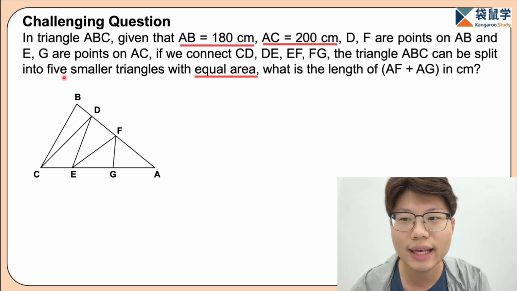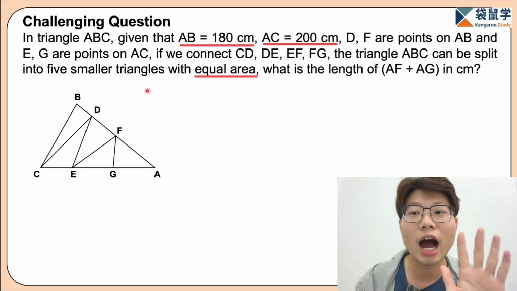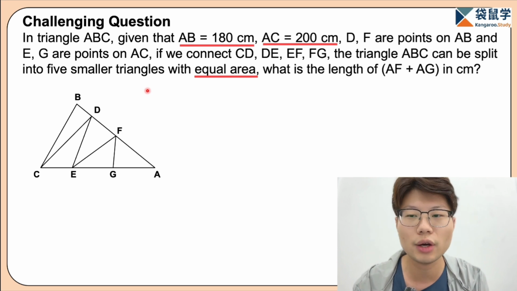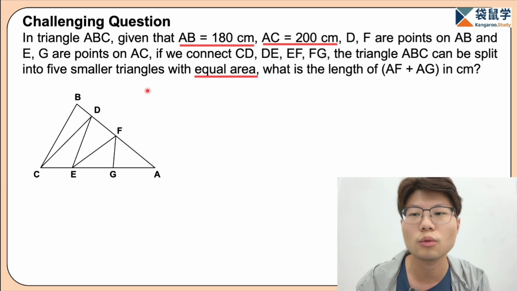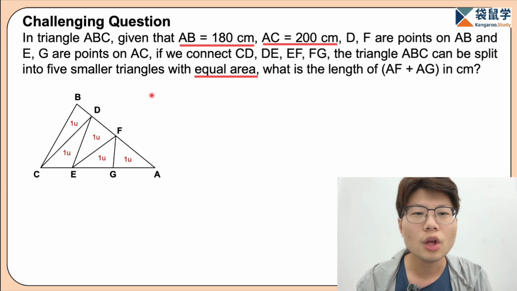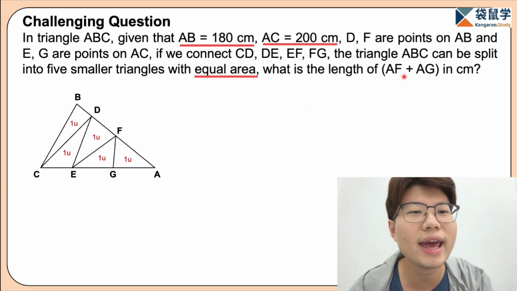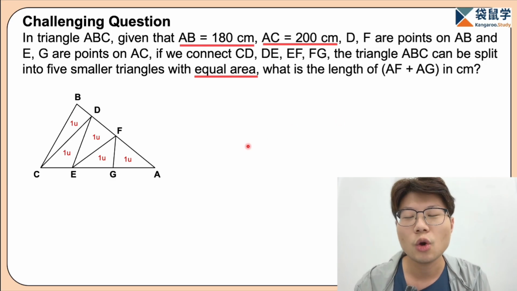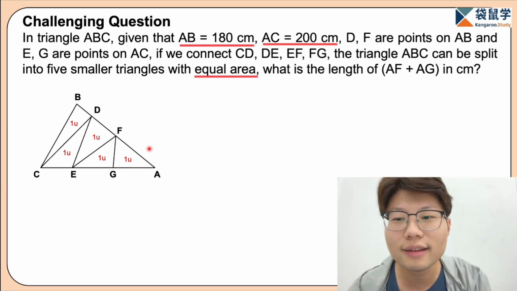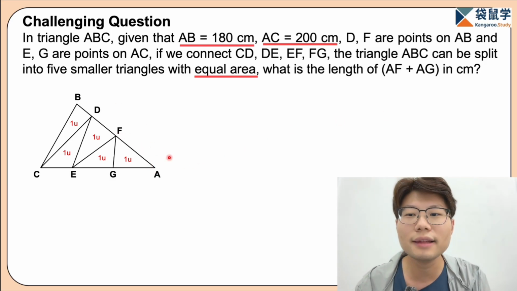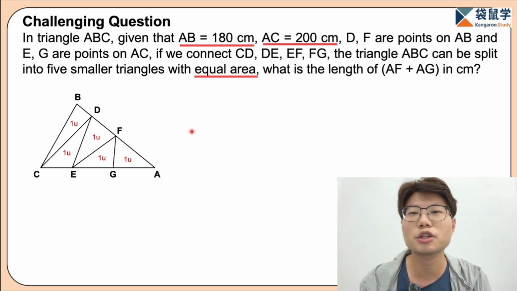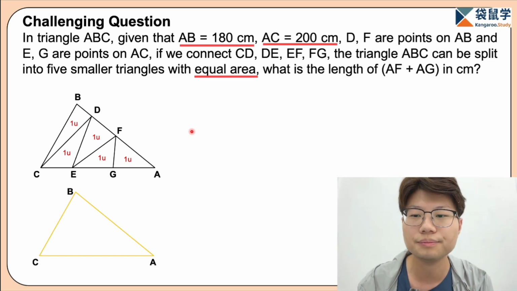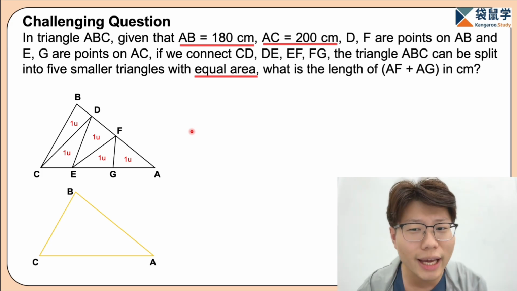It can be split into 5 smaller triangles with equal area. Let's label it equal. Each area is 1 unit. Then we need to find the length of AF plus AG. Let's calculate AF first. We can find that AF is on the side AB, and the side AB is inside the triangle ABC. Let's see the triangle ABC first. Then it's also like a big cake.